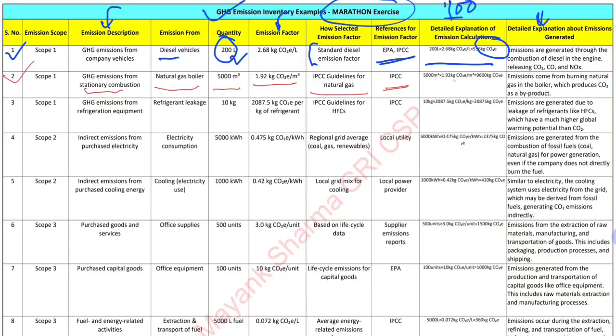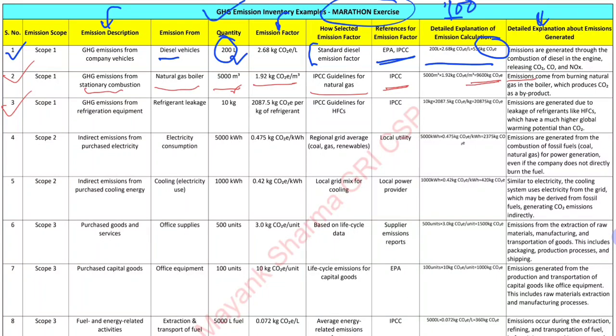So how do we do the calculation? 5000 cubic meters multiplied with the emission factor will give you the quantity of equivalent emissions for this scope 1. Then where is this emission coming from exactly? As we know, there is a burning or combustion process for natural gas in the boiler, which will produce carbon dioxide as a byproduct.